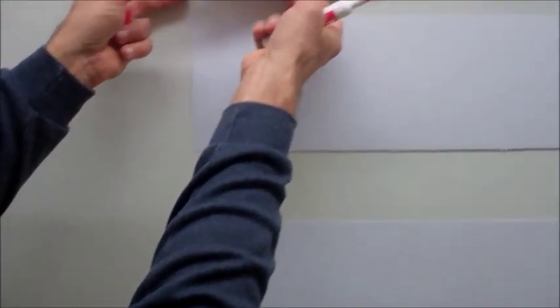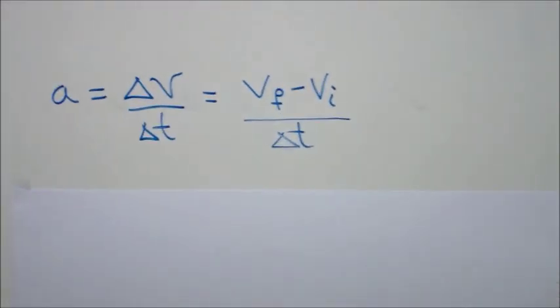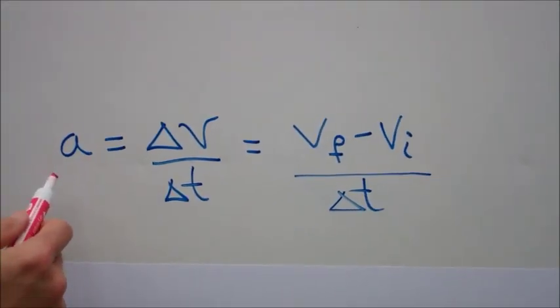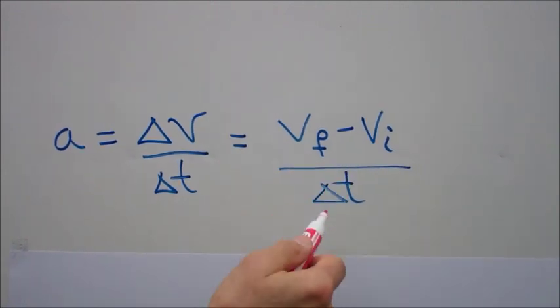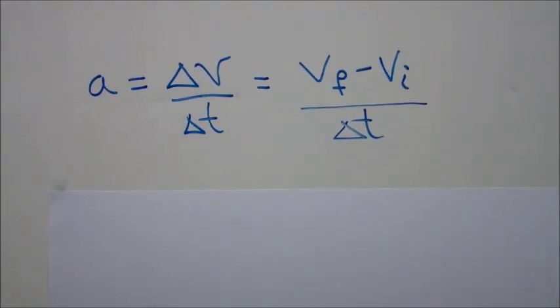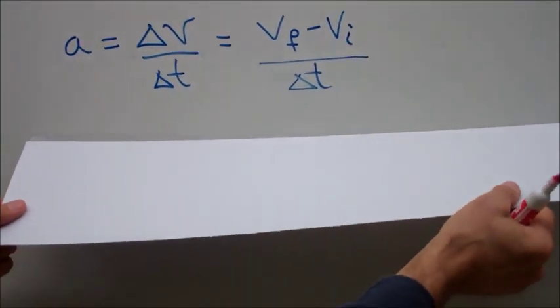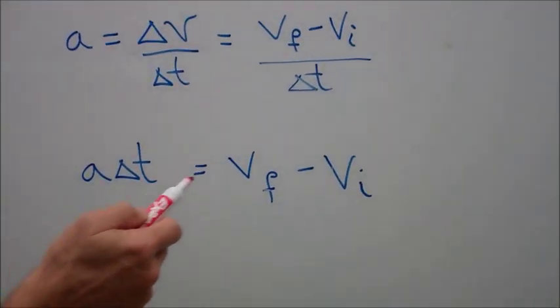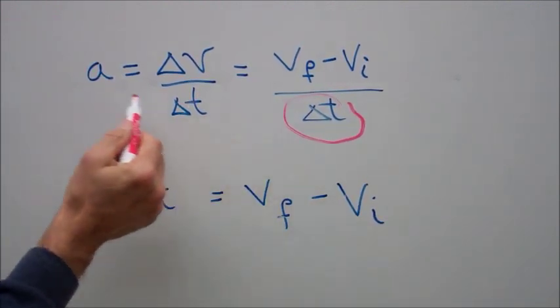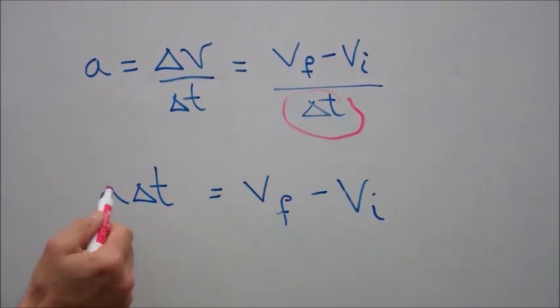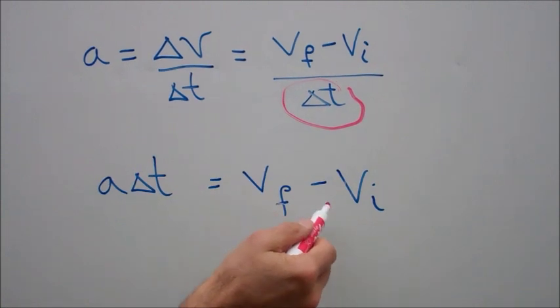We can follow this with the following statement. We know acceleration is the change in speed over time. Therefore, vf minus vi over delta t. So then what we can do is move delta t over to the left. So delta t times a will give us vf minus vi.